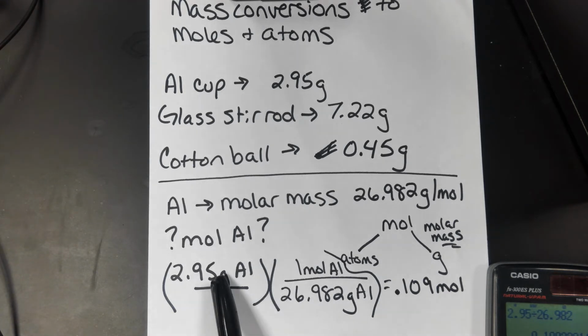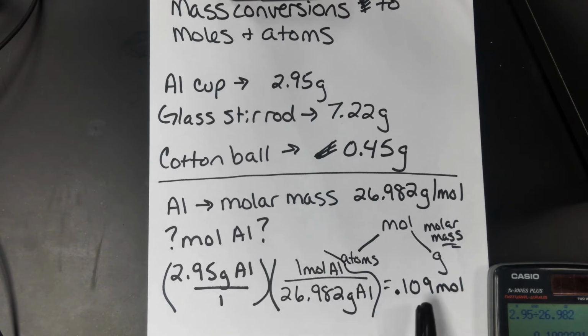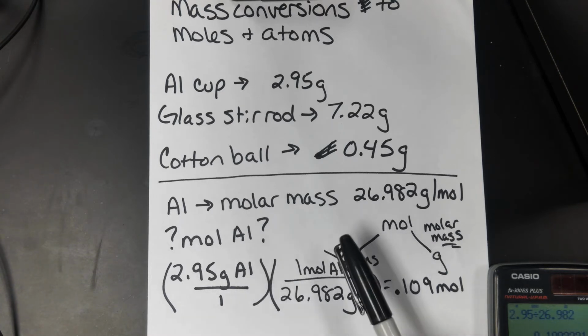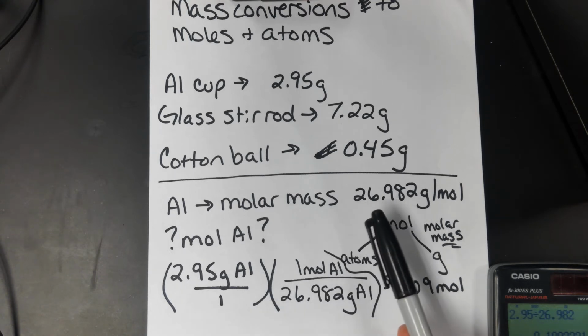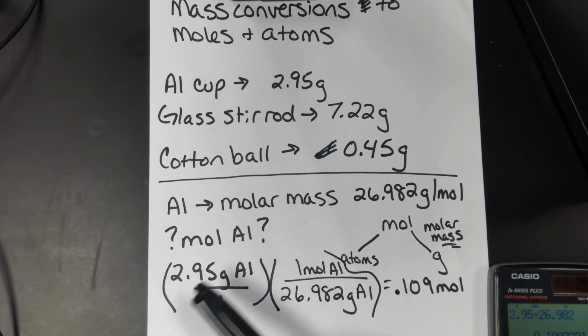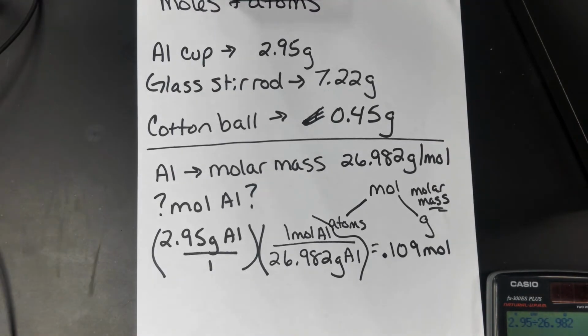So my 2.95 grams of aluminum over 1, and my 1 mole of aluminum over the grams of aluminum. Grams of aluminum cancel out, you're left with moles. So 0.109 moles, right? Why does this make sense? Because if I were to have a full mole of aluminum, how much aluminum would I have? I'd have 26 grams, about 27 grams. But I don't. I only have just under 3 grams. So it should be a small fraction, right? So that makes sense.